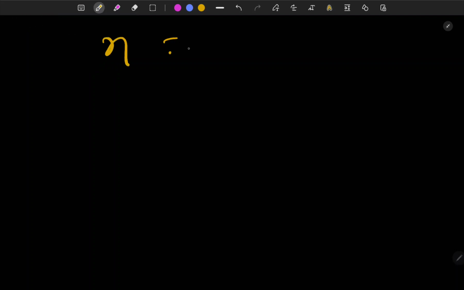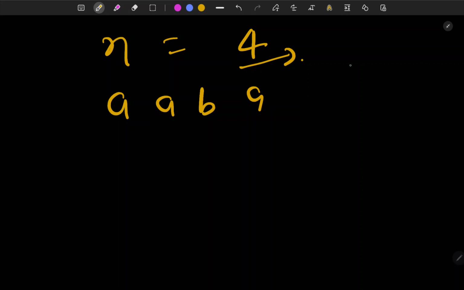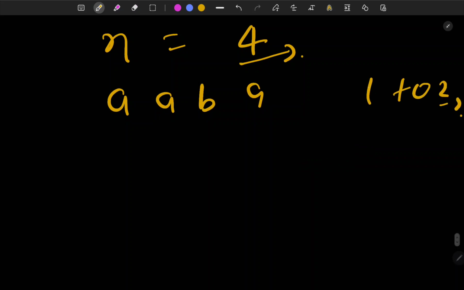If n is equal to, suppose, 4 is given to you, and this was your string, I will just iterate from 1 to the square root of n. That is from where to where? I will just iterate from 1 to 2. Okay, and I will ask myself if the C of length 1 is possible or not.